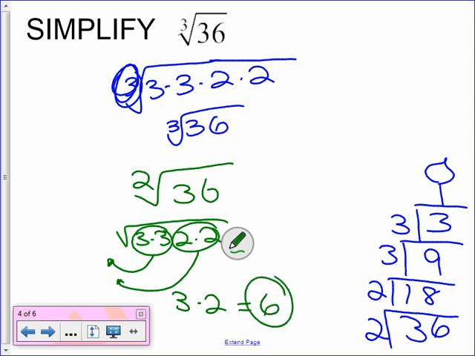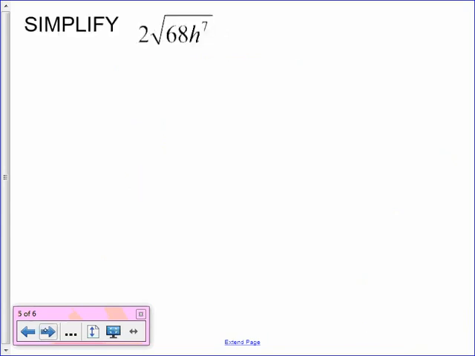Let's try another one. Okay, here I have to simplify 2 times the square root of 68h to the 7th. I'm going to do it the same way. This, I don't need to do prime factorization for, because I can just write it out h times h times h 7 times. This, I do need prime factorization for. So I got to do my birthday cake.